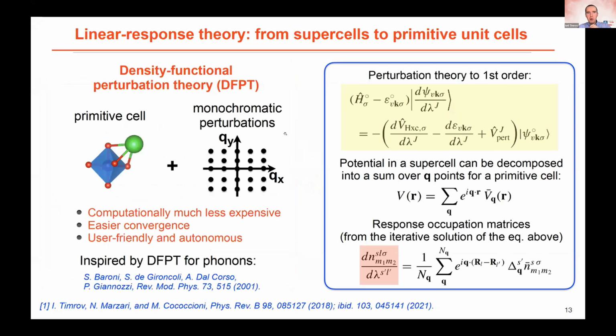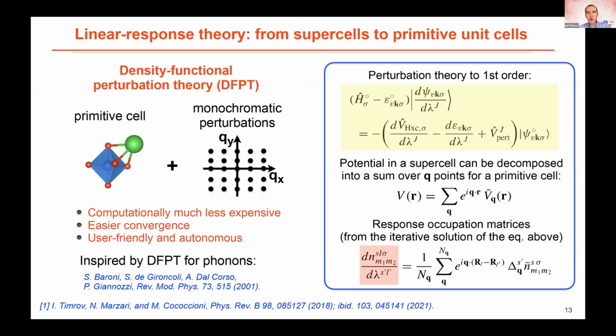As I told you, this is called density functional perturbation theory. We use primitive cells plus monochromatic perturbations, the Q point grid. So what are the advantages of this new approach? It's computationally much less expensive because we simply use primitive cells and not computationally expensive supercells. It's easier to converge the calculations. As we know, it's always easier to deal with primitive cells rather than supercells. And this approach is user-friendly and autonomous. It's implemented in the HP code in Quantum Espresso, and we will use it during the hands-on.